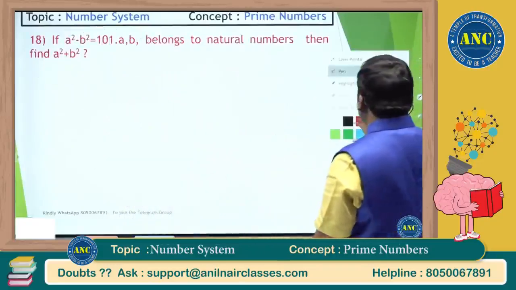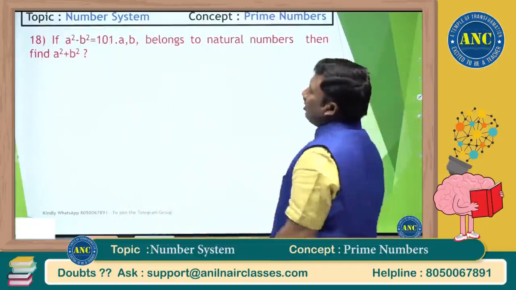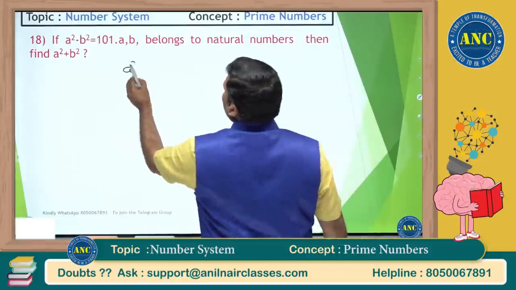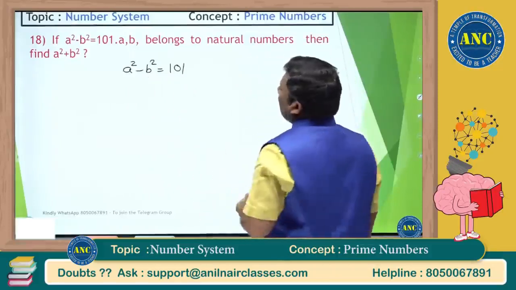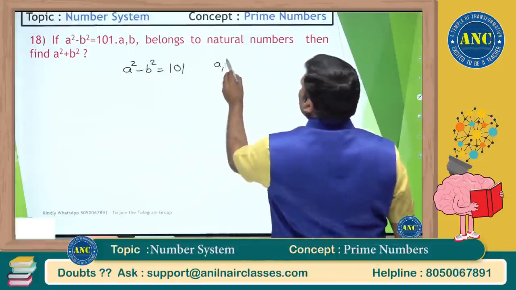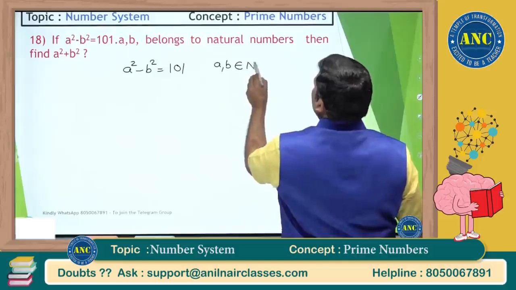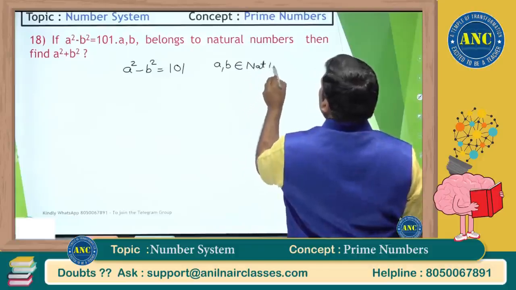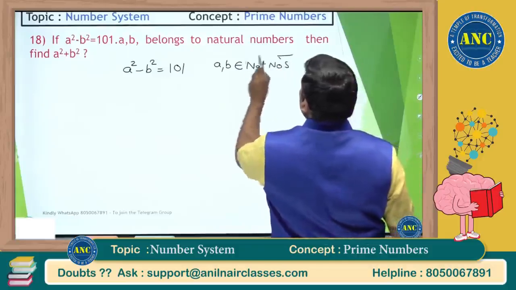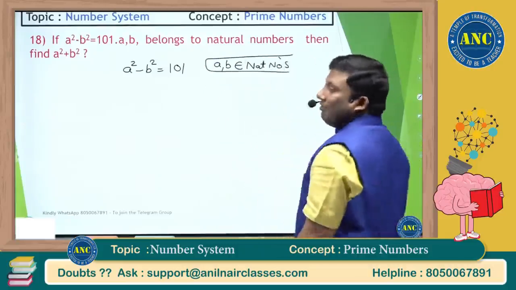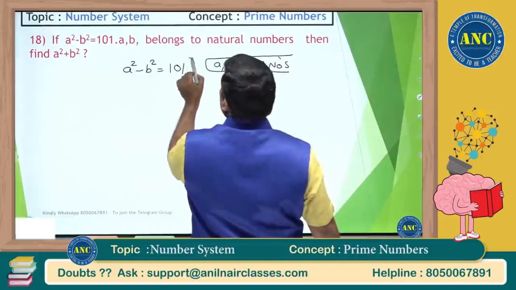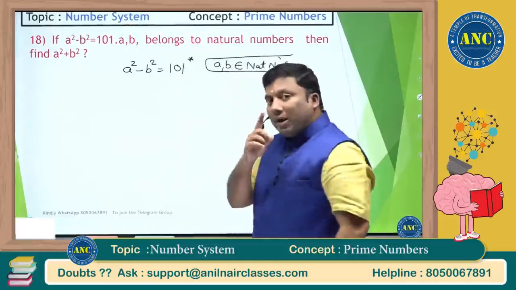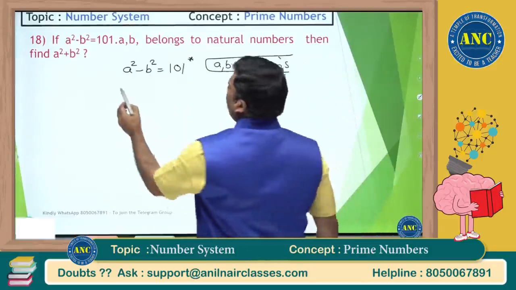Another 18th question. A square minus b square is equivalent to 101, where a and b belong to natural numbers. Find the value of a square plus b square. Put a star mark on this. 101 is a prime number.